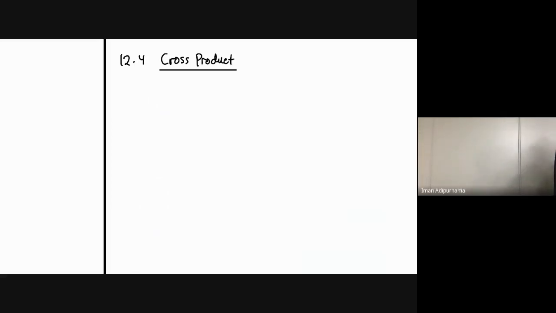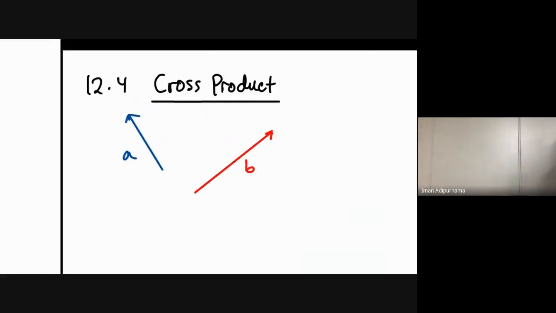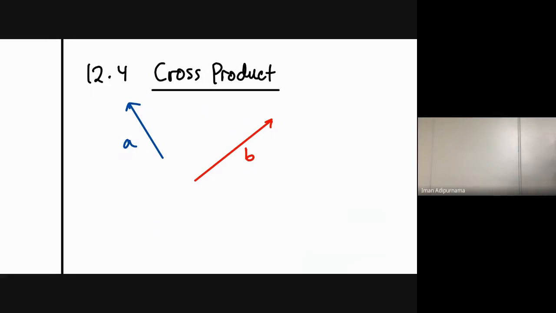Okay, if you have, let's say, the vector A and vector B, the idea behind the cross product is actually if we can find a vector that is perpendicular to both A and B. So that's the idea of cross product.